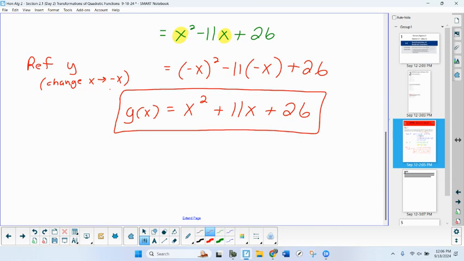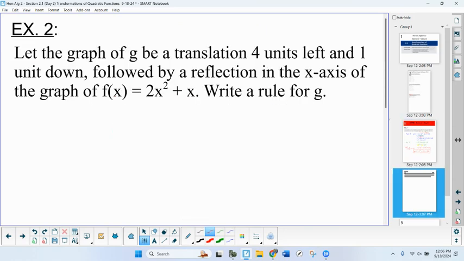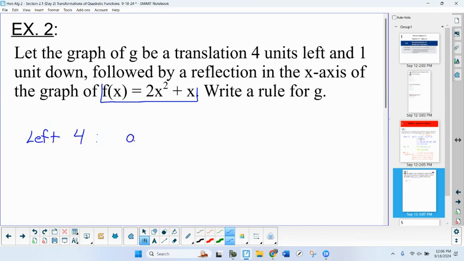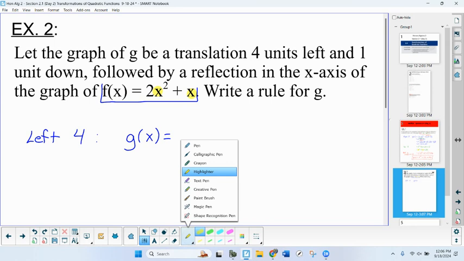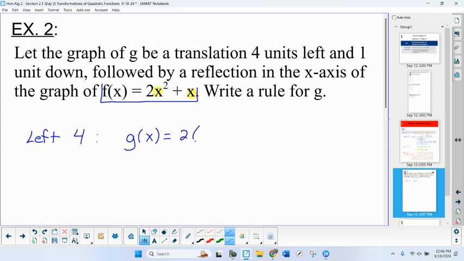All right, you guys ready for the next one? Yeah. All right, so this one, we're going to start here with this. And the first thing we're going to do is go left 4. So AJ, what do you do when you go left 4? Add 4 to x, both of them, with parentheses. Okay, so we have 2 times (x plus 4) quantity squared plus (x plus 4).